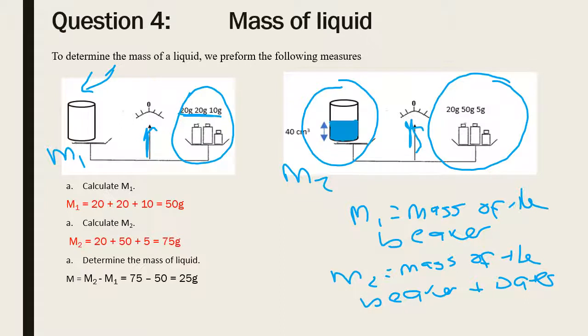So what's the mass of the beaker and water? This is 20 plus 50 plus 5, which is 75 grams. We have to determine the mass of the liquid. Use this equation, M equals M2 minus M1. What is M2? It's 75 grams. What is M1? It is 50 grams. Therefore, the mass of the liquid is 25 grams.